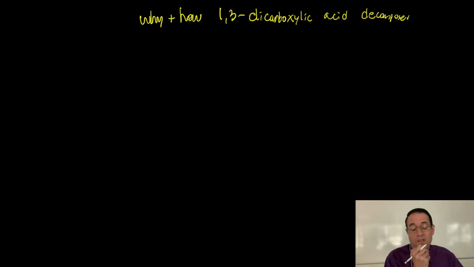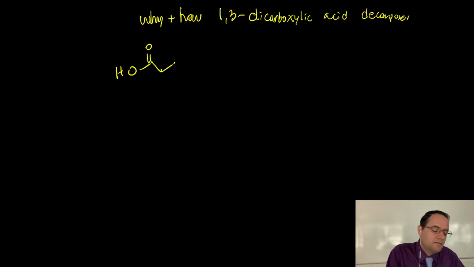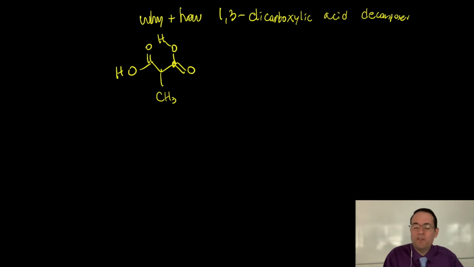First of all, let's discuss how. If I have my carboxylic acid, and on this carbon I want to draw a carboxylic acid, but I'm going to draw it in this fashion where the hydrogen's pointing this way, and I'll draw in my methyl group. So here's my 1,3-dicarboxylic acid with the methyl group at the alpha position, and this undergoes a reaction like so.